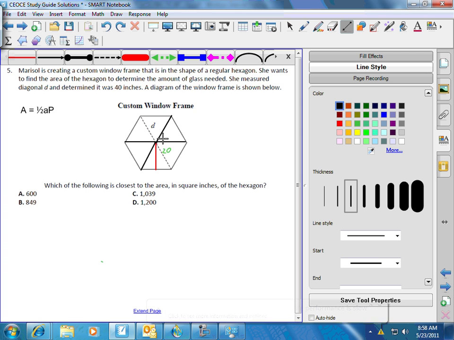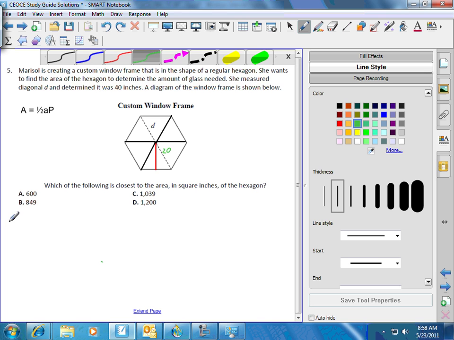So we've got 6 angles that make up 360 degrees. So the central angle, I'm just going to write that as CA, is equal to 360 divided by 6, which is 60. Okay? So each one of these central angles is 60 degrees.